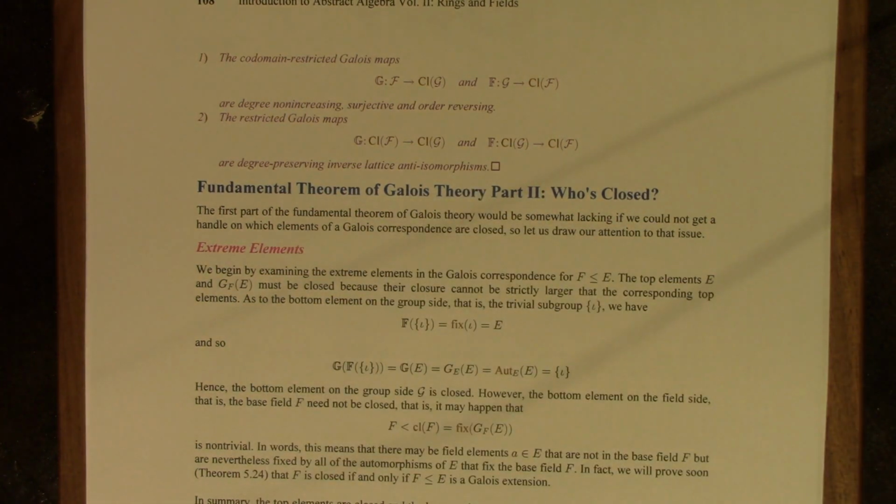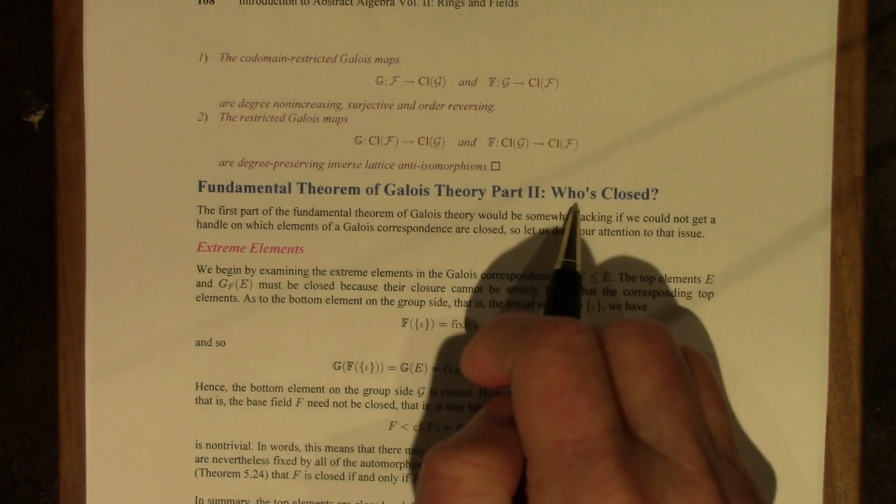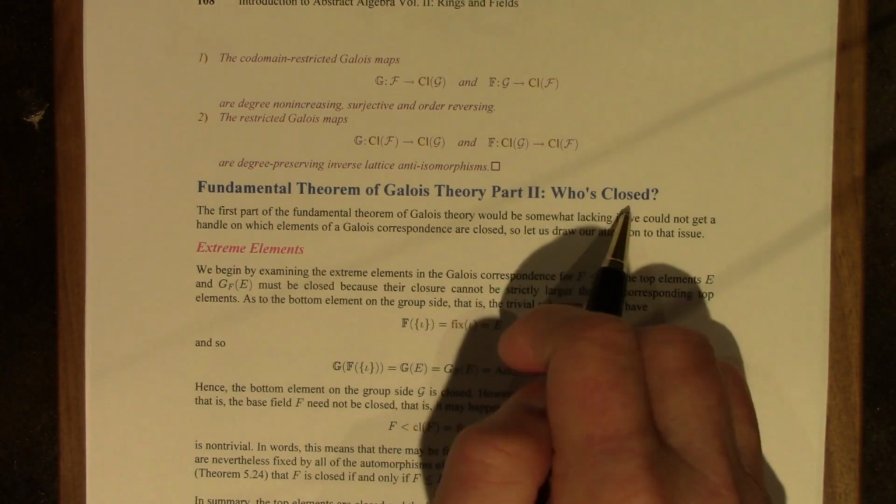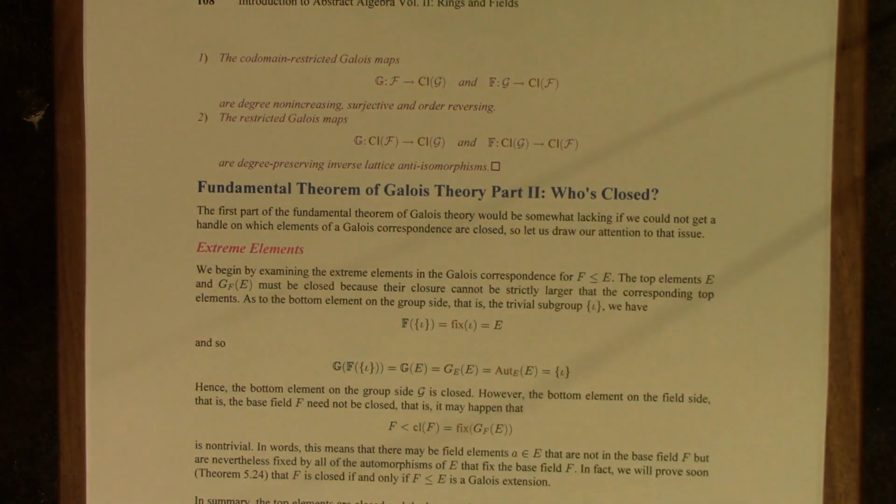The second part concerns which elements of the Galois correspondence are closed, who's closed. And the third part concerns normality. Remember that lower step in a 2-tower whose full extension is normal. The lower step may or may not be normal, and that is something we need to discuss further.